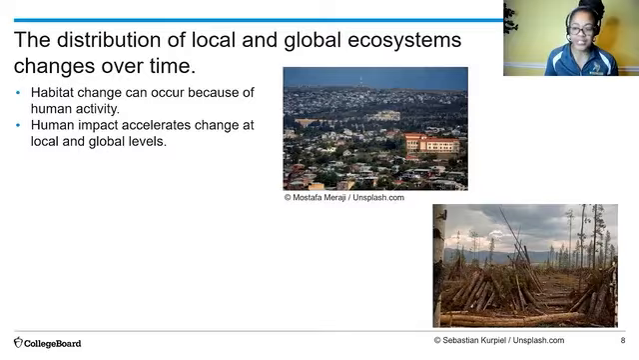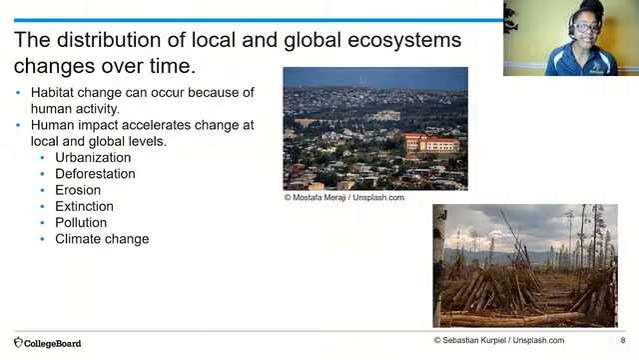In the bottom picture, we see deforestation, and the removal of trees from an environment can definitely impact the local ecosystem, but also the global ecosystem, as trees contribute to oxygen production in the atmosphere. They help to control both local and global climate. And so the removal of trees through human activity can definitely have both a local and global impact. In addition to things like urbanization, which sends more pollution into the environment, and that can affect both the local environment and the global environment as well.